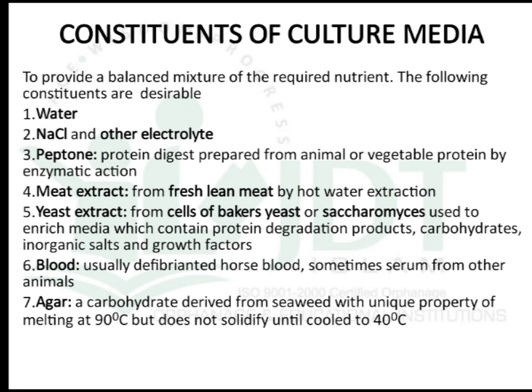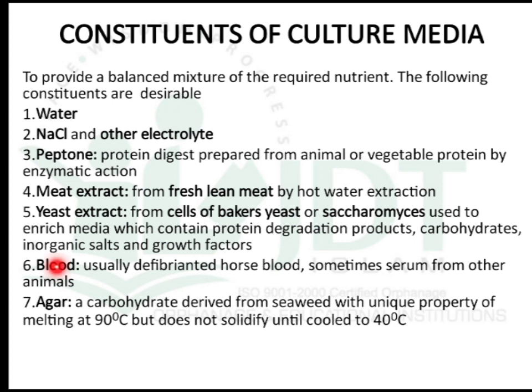Then yeast extract, from the cells of baker's yeast, Saccharomyces, which is used to enrich the media, containing protein degradation products, carbohydrates, inorganic salts and growth factors. And sometimes we will add blood. Usually defibrinated horse blood will be used. Sometimes sera from other animals can be used to enrich the culture media.